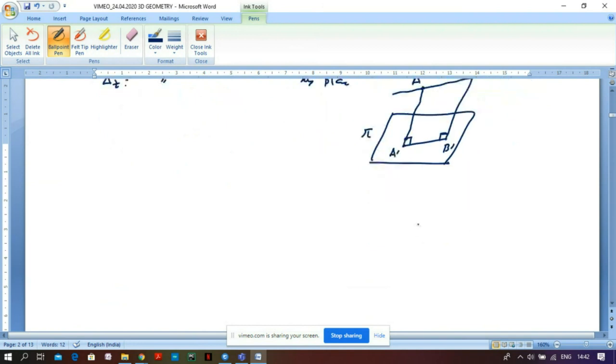We can also have this kind of thing. There is a plane, and then suppose there is a triangle. So this triangle is A, B, and C. Some triangle is there. Now I can drop this one. So call it A, B, and C.